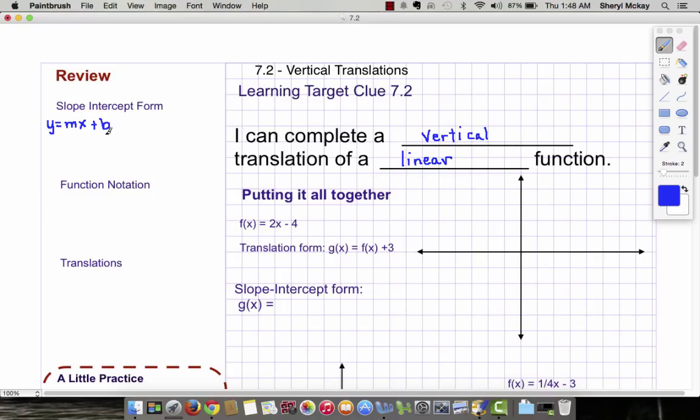It's kind of like a person's first name, okay? We call people by their first name all of the time. Y equals mx plus b. The m has an important representation, and the b has an important representation. What does the m represent? That's right, it represents the slope. And the b represents the y-intercept. Good.